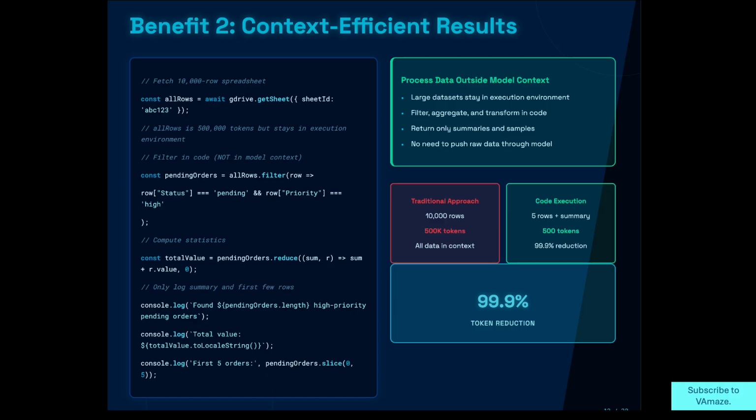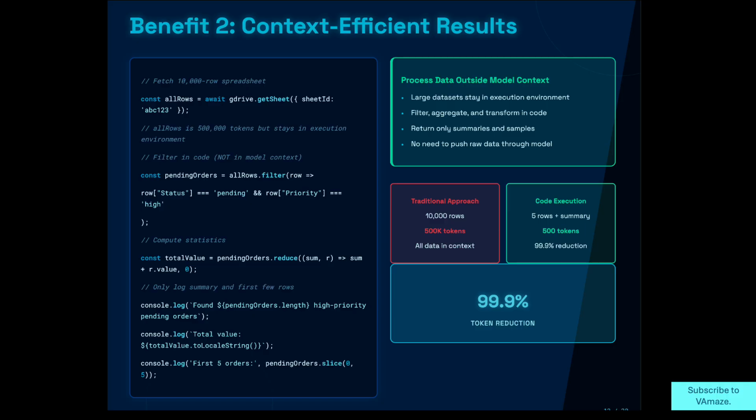This pattern works for all kinds of data operations: aggregations, joins across multiple data sources, extracting specific fields from large documents, computing statistics, anything where you need to process large amounts of data, but only need to reason about a summary or subset. The execution environment becomes your data processing layer. The model writes the code that defines what processing should happen, but the heavy lifting happens outside the context window. Only the relevant results flow back to the model.